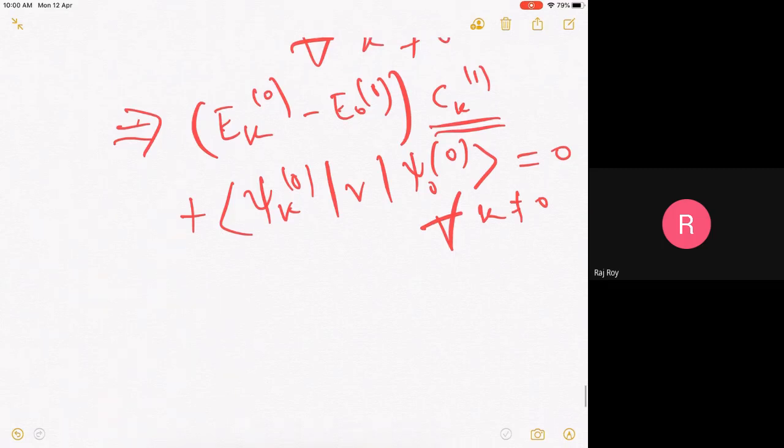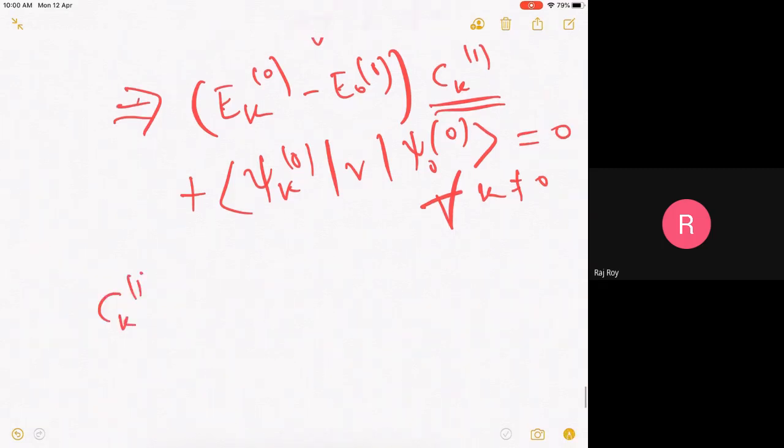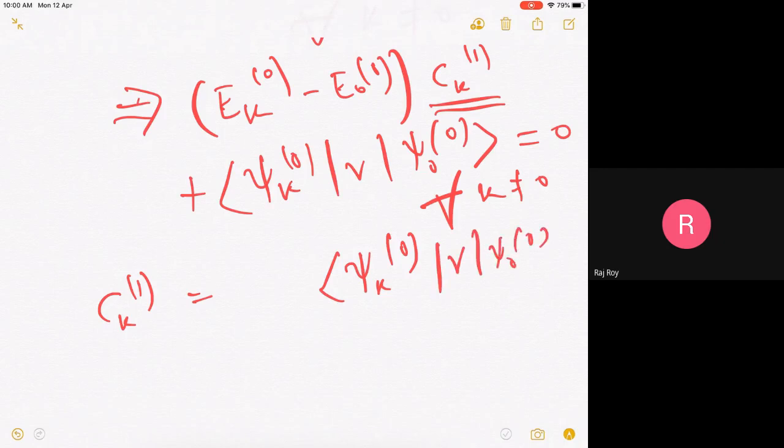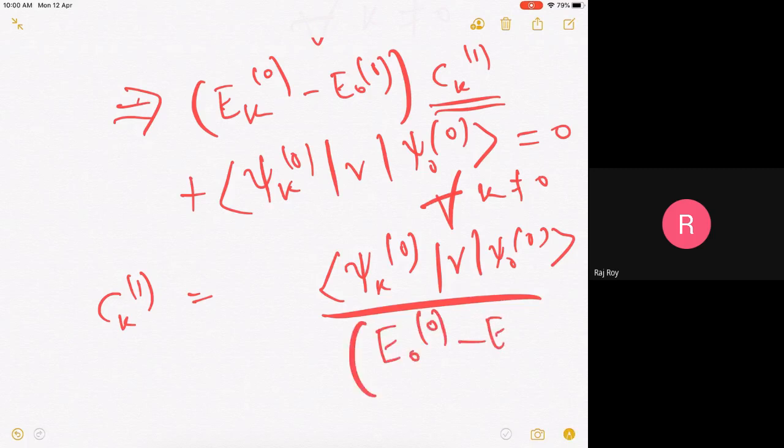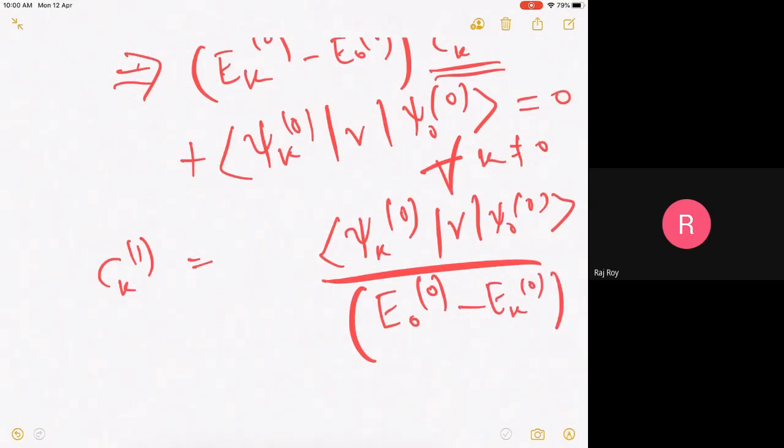Now I can very easily write CK1. So CK1 is this quantity, psi k0 V psi 0,0, divided by this quantity but with a negative sign. So I will write this as E0,0 minus EK0. I just change this sign and I'm done. Note that this cannot be done for k equal to 0 because this will become 0. You'll get infinity. Of course, that is only because you're not supposed to do this, right?